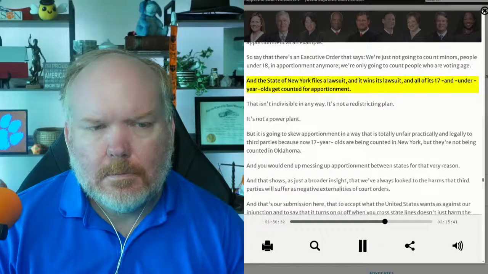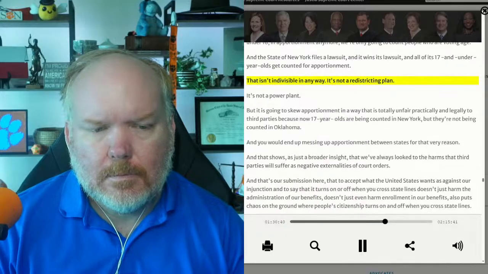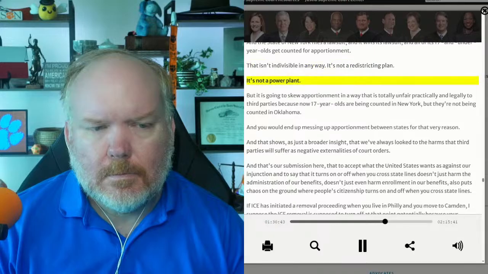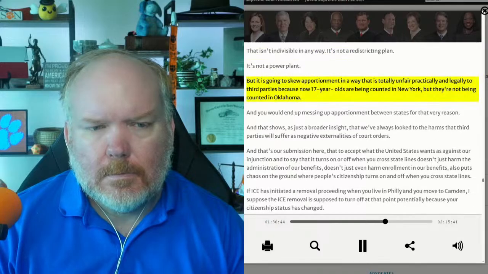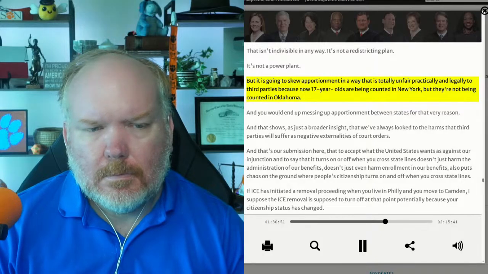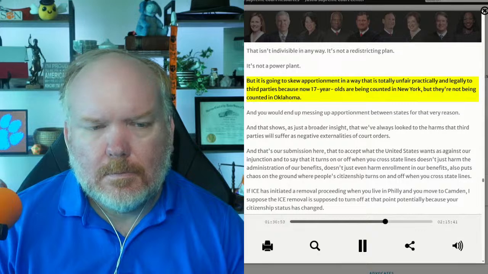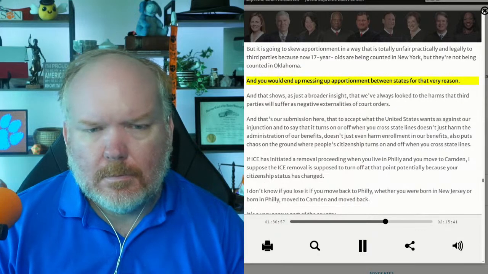And the state of New York files a lawsuit, and it wins its lawsuit, and all of its 17 and under-year-olds get counted for apportionment. That isn't indivisible in any way. It's not a redistricting plan. It's not a power plant. But it is going to skew apportionment in a way that is totally unfair, practically and legally, to third parties, because now 17-year-olds are being counted in New York, but they're not being counted in Oklahoma. And you would end up messing up apportionment between states for that very reason.